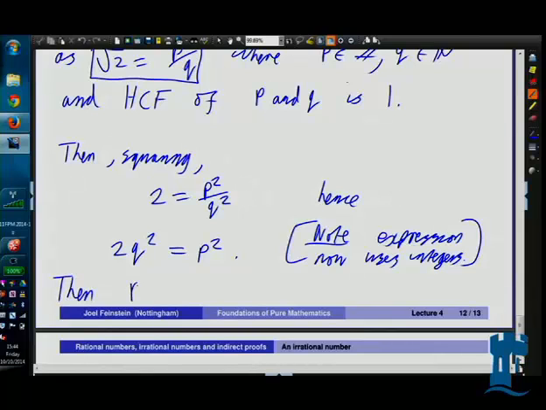Then p squared is even, because it's equal to 2q squared. So, by our lemma, which you can quote as a standard fact if you need to, p is even. If you don't want to say by our lemma, you can say it's a standard fact. Unless you're being asked to prove it, you're allowed to quote that if something squared is even, then the number has to be even. Unless the question says, show that if p squared is even, then p must be even, because you must never quote a result to prove itself.